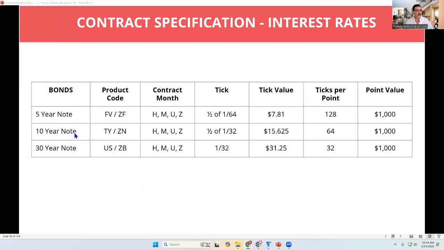When we look at the 5-year, 10-year, 30-year bonds and notes, they also are a financial product and they trade each quarter: March, June, September, and December. We see the tick value. When we have 1/64th, there's 128 ticks per point. The 10-year trades in 1/32, so there's 64 ticks per point. The 30-year trades in 32nds. We can see the tick value, how many ticks, and what the point value is.